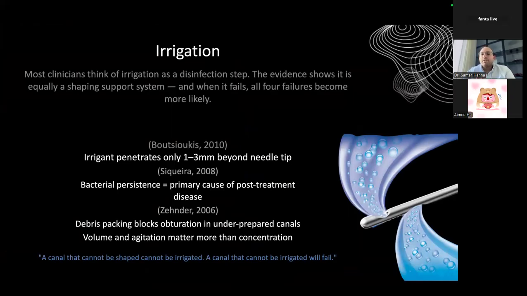Irrigation. Most clinicians think of irrigation as a disinfection step. The evidence shows that it's equally a shaping support system. So it's not just a disinfection step, it's equally important as shaping to prevent all of those four different failures. Irrigant penetrates only 1 to 3 millimeters beyond the needle tip.